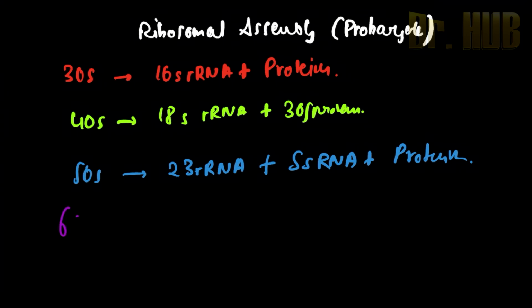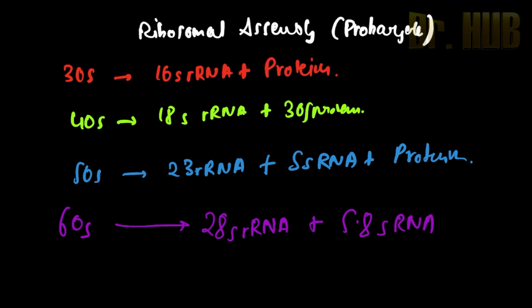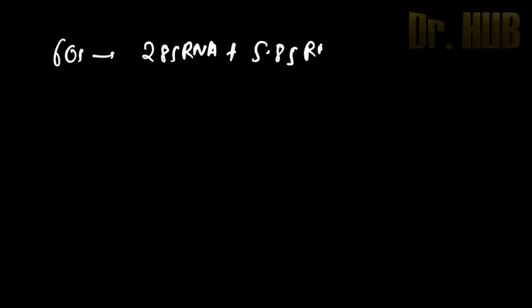Next, moving on to 60S. In case of 60S, it is the 28S rRNA, and this is acting with the 5.8S RNA. So the 60S contains 28S RNA along with 5.8S RNA plus 5S RNA plus 50 proteins.